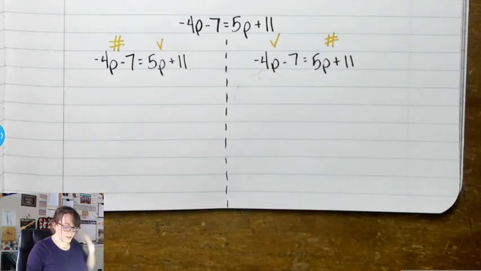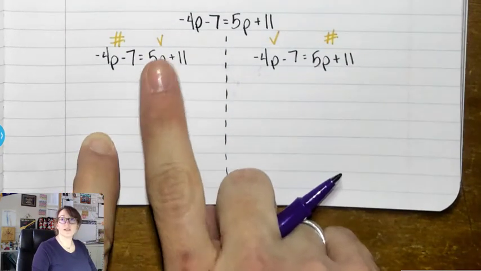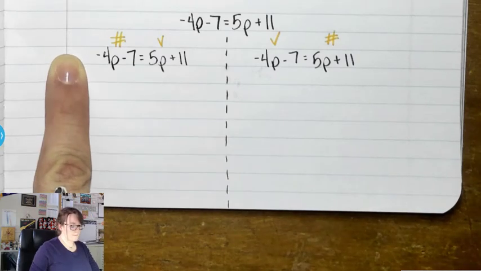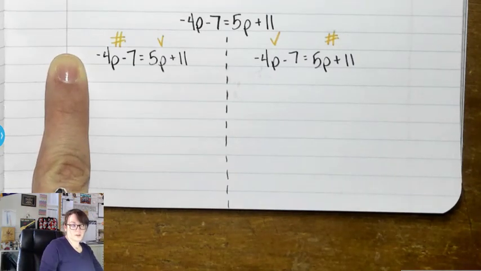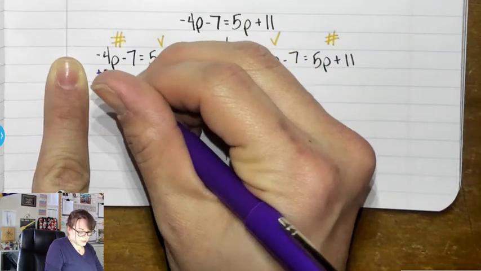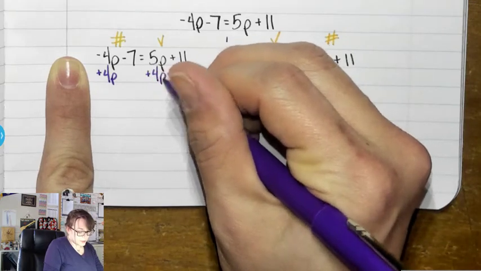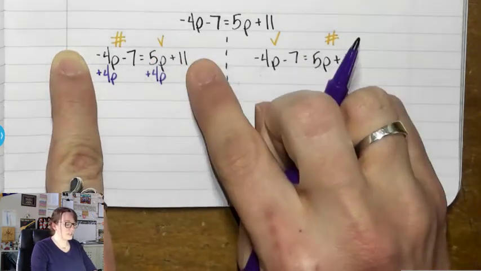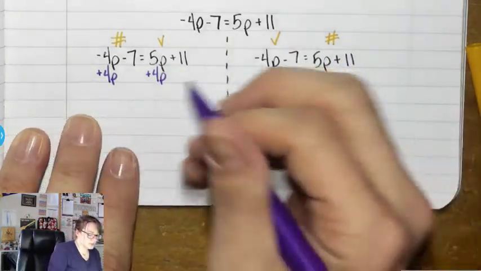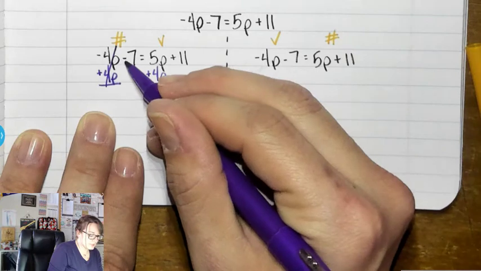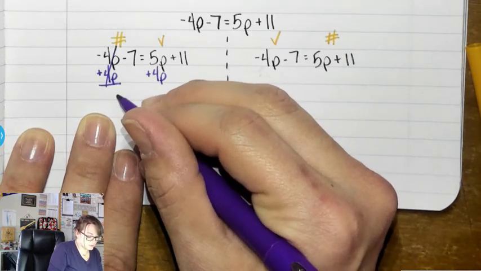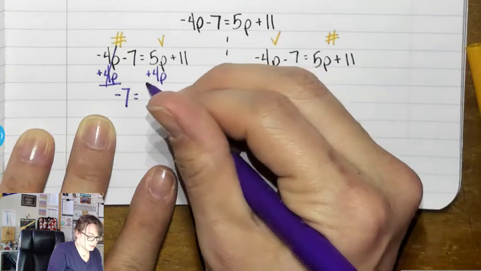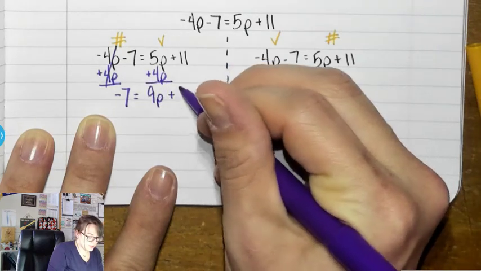All right, so first thing, if I'm keeping the variables on this side, I need to cancel out that negative 4p. What do you do to cancel a negative 4p? Add what? 4p. So I'm going to add 4p to both sides. Now when you're adding that 4p, you're adding 4p to 5p. You're not adding 4p to 11. Variables go with variables. So this cancels. I'm left with negative 7. 5p's plus 4p's is how many p's? So I've got 9p's plus 11.